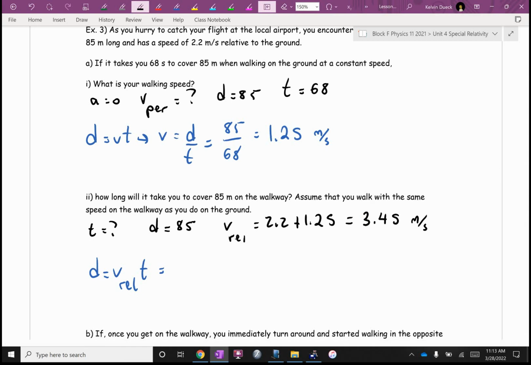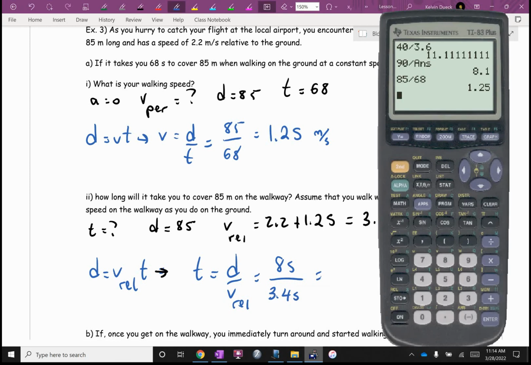Clodie, what are we trying to find? Is it starting to become a little bit repetitive? I hope you're starting to notice that. Okay, good. So I think I can say time is going to be D over V. Which V? Now there's two objects moving, so VREL. It's going to be 85 divided by 3.45. Now how many seconds will it take me?